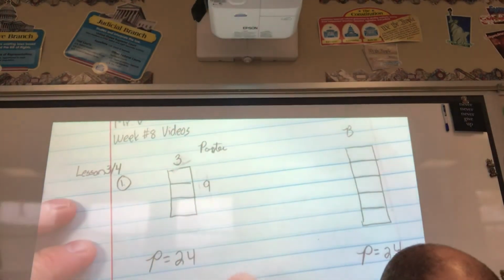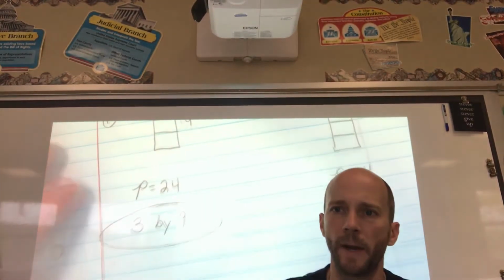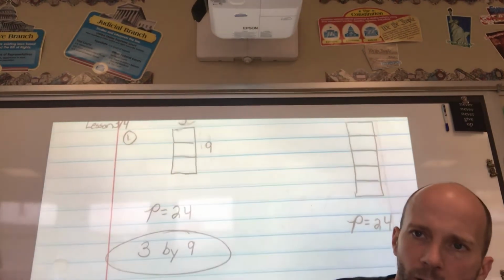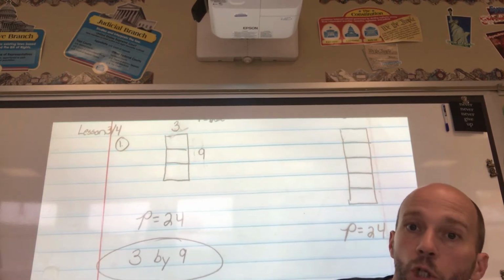The poster is 3 by 9. Set my papers down there. Okay, so see how we figured that one out? It's called a little guess and check. Now let's go to the next one.